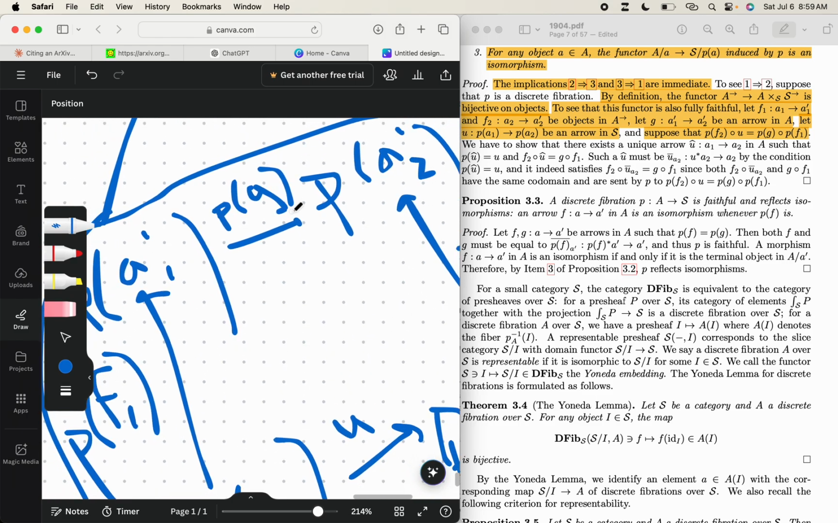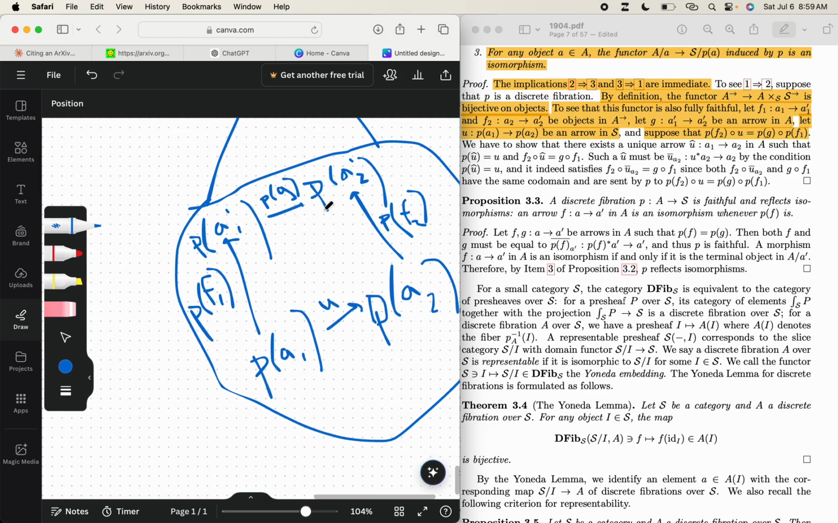So the coherence condition is this, that this diagram commutes, I think. P of F2 composed with U is equal to P of G composed with P of F1. And I think that means that what we have is a mapping from P of A1 to P of A2, and it tells us something like, I don't know. I'm going to assume there's something very important about this mapping, this morphism.